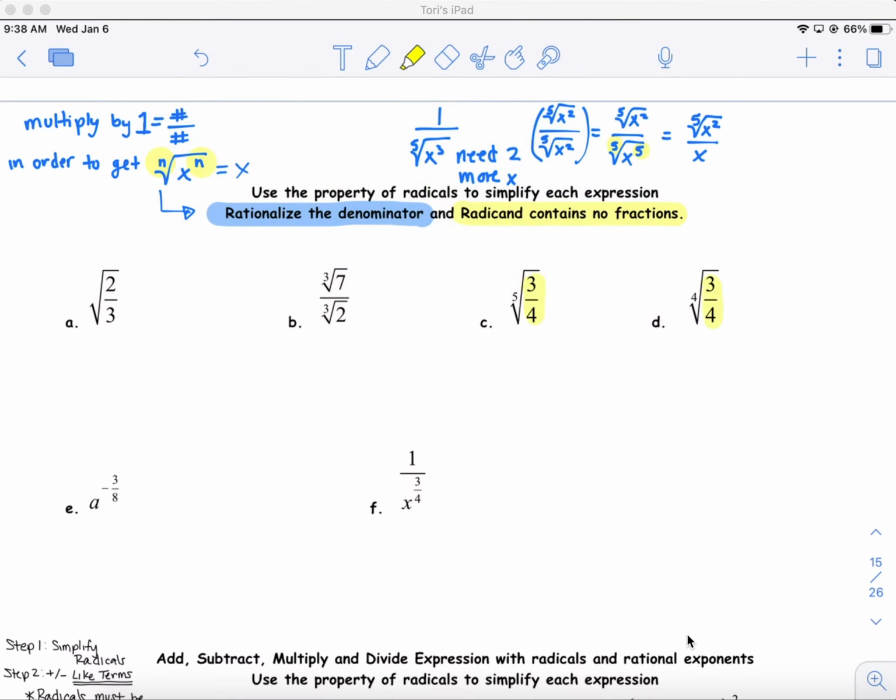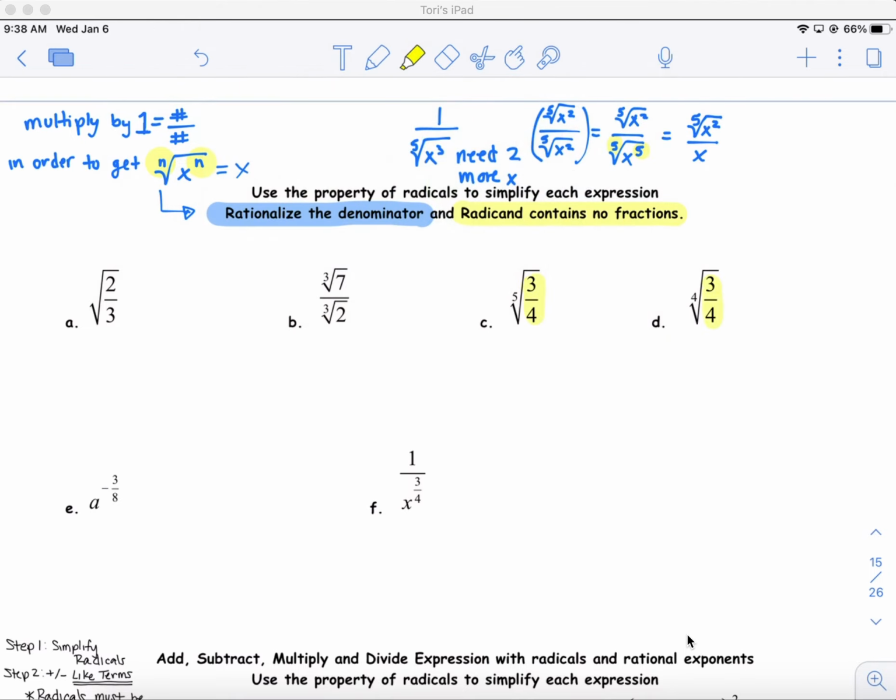Rationalizing means you cannot end up with a radical on the bottom. So you can't have a radical in the denominator. What you're going to do is multiply by 1 to try to get whatever you're taking the radical of. You need the index to match the exponent. Okay? So whatever x is being raised to, I need to have the same radical for that.